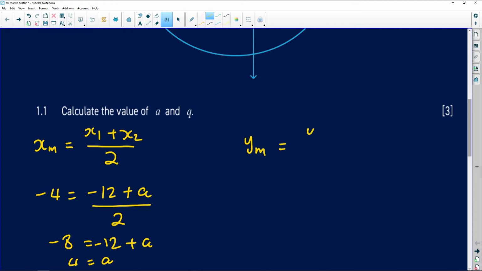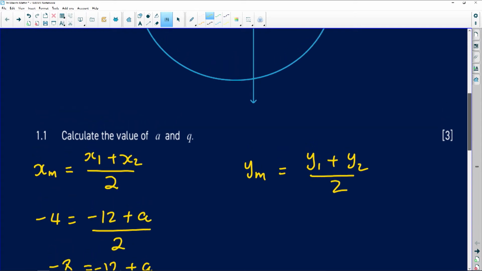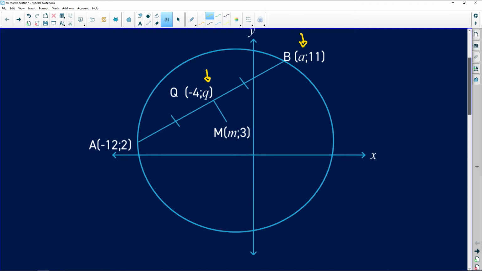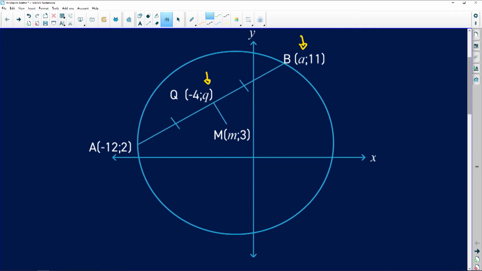The y of the midpoint is given by y1 added with y2 divided by 2. This is information from grade 10, guys. You should know this. So the y value of the midpoint, you go to the drawing, you try and check. If I look at that chord AB, what is in the middle happens to be Q, and that y-coordinate of the midpoint is that small letter Q that you're looking at there.